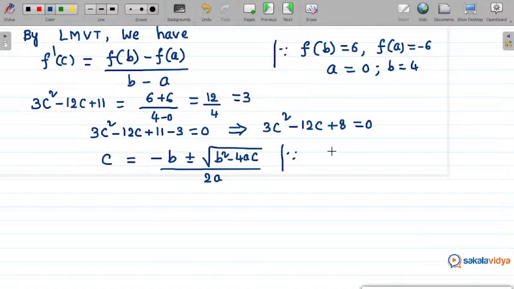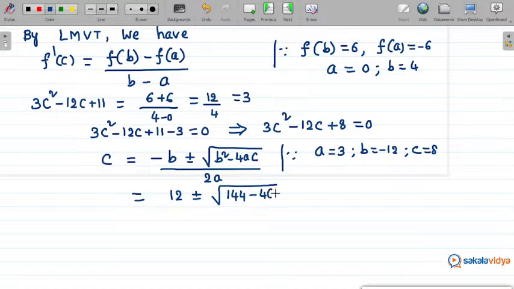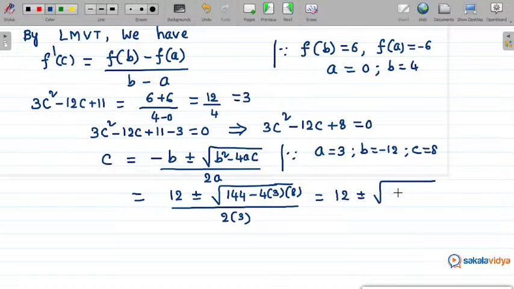Here the c square coefficient is a, so a is 3, b is minus 12 and c is equal to 8. Let us substitute. This is equal to minus of minus 12, that is 12, plus or minus root of b square, 144, minus 4 into 3 into 8, divided by 2a, 2 into 3. So 12 plus or minus root of 144 minus 96, upon 6. What is 144 minus 96? You will be getting 48.